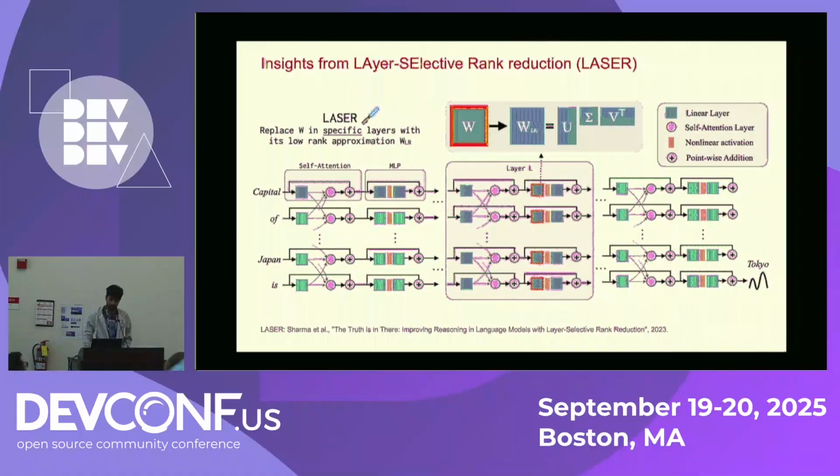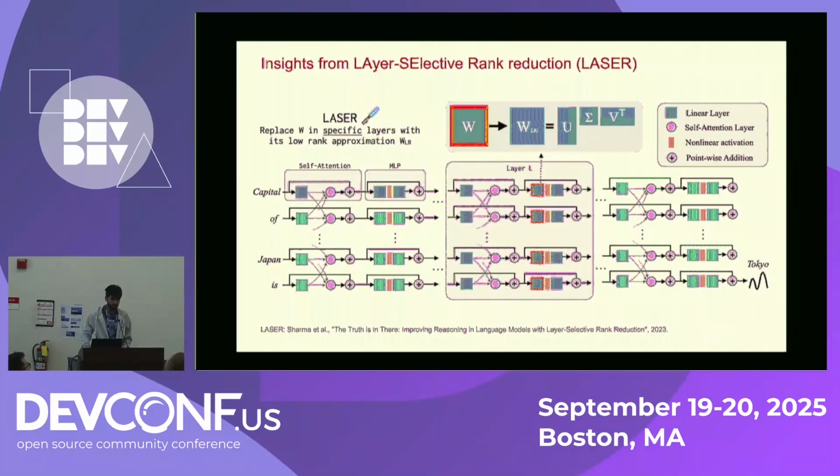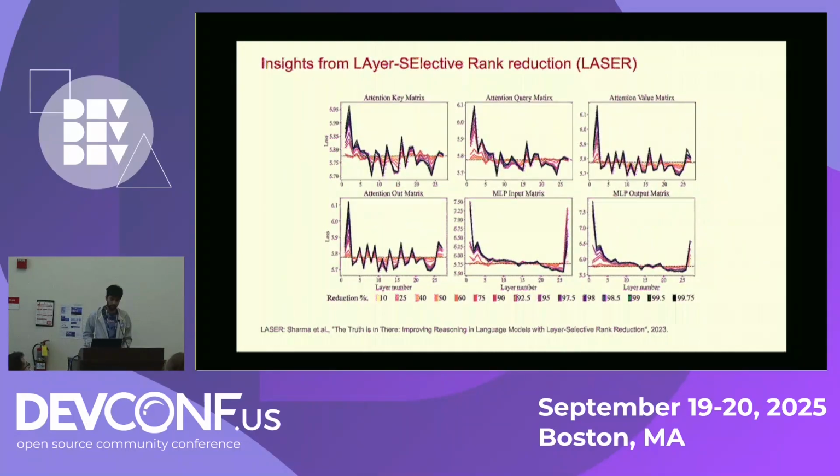You throw away the parts that correspond to noise or redundant information, which are the high-frequency components. And without training, they show improved performance. This diagram shows the different types of matrices. For example, you have the attention key, attention query, value, and the MLP input and output matrices. And you have different reduction percentages. The dark color is 99.75% reduction, which means you throw away 99.75% of the weight matrix.